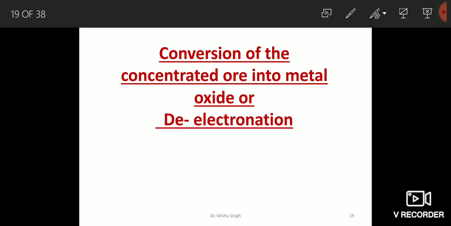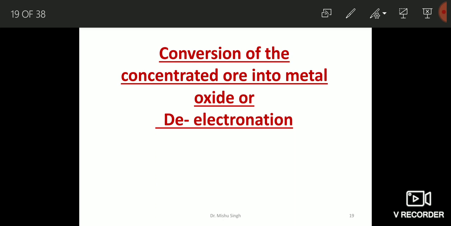Hello everyone. In the first part of the metallurgical operations, we have already discussed crushing and grinding of ore and concentration, where the unwanted earthy and siliceous impurities were removed. The third step of this metallurgical operation is conversion of the concentrated ore into metal oxide.